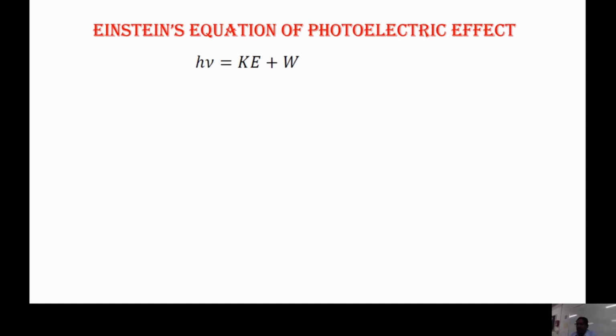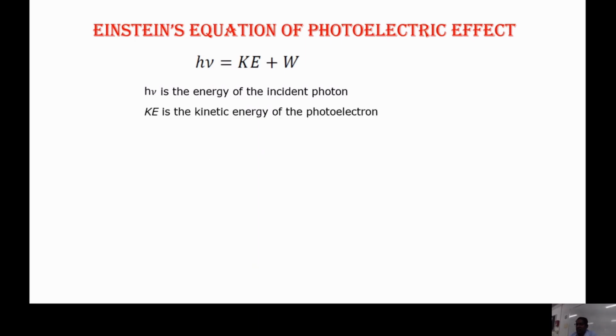So here we have the equation h nu is equal to KE plus W. What is this? h nu is nothing but the energy of the incident photon, and we know very well part of the energy is utilized to knock out the electron from the surface, and that is nothing but W, the work function, and KE is nothing but the kinetic energy of the photoelectron. So the sum of the kinetic energy and the work function is equal to the total energy of the incident photon.